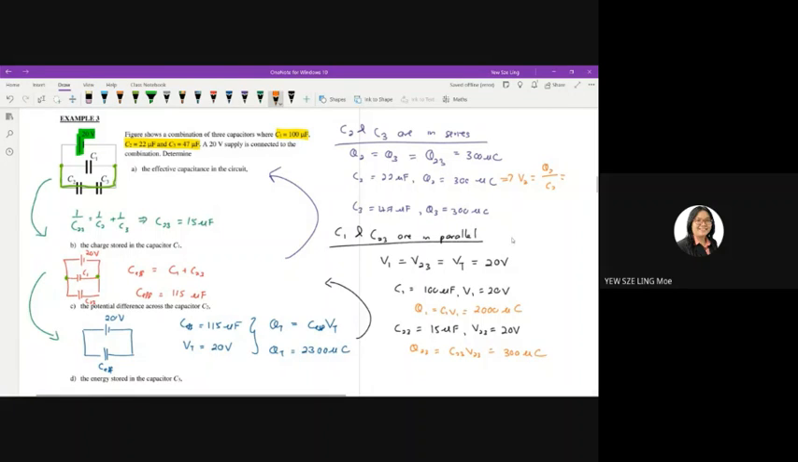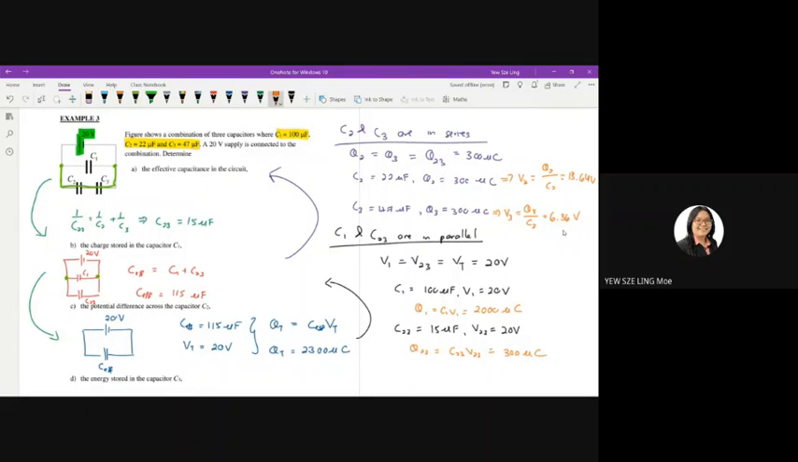Which is equals to 13.64 volt. Okay, 13.64 volt. And then V3 is equals to Q3 over C3, which is then equals to 6.36 volt. Okay, 6.36 volt. So that is how you determine it.